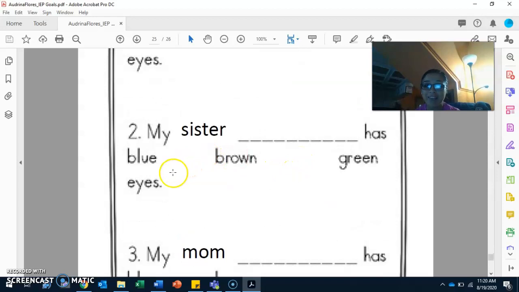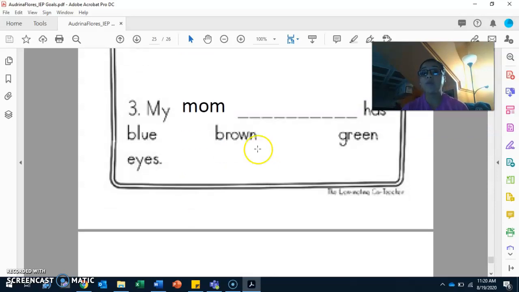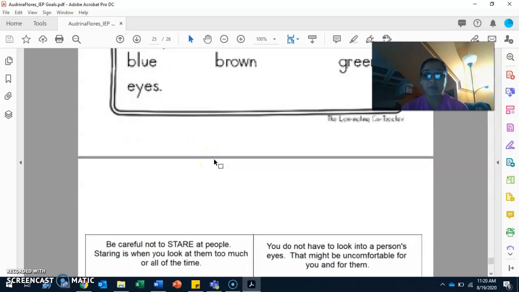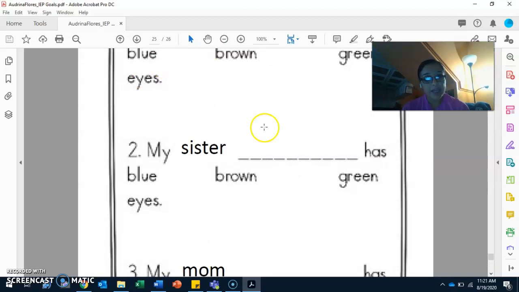My sister has blue, brown, or green eyes. So make sure when you're talking to your sister, you can see the color and then you can know what color they are. My mom has blue, brown, or green eyes. So select your best answer. So with that being said, Audrina, go ahead and complete this worksheet and then take a picture and submit it for a grade. Good luck.